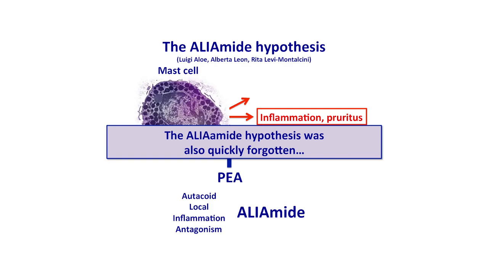So what Luigi, Alberta, and Rita Montalcini did, they thought, wait a minute, we have PEA in the body. Let's see what happens if we give PEA to mast cells in culture. And what they discovered is that PEA blocks the release of these inflammatory factors. So they came up with the idea that PEA was an endogenous regulator of mast cell activity, and they called PEA aliamide, where alia stands for autacoid local inflammation antagonism. The name doesn't really matter.